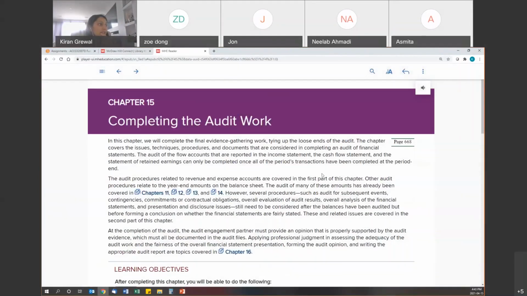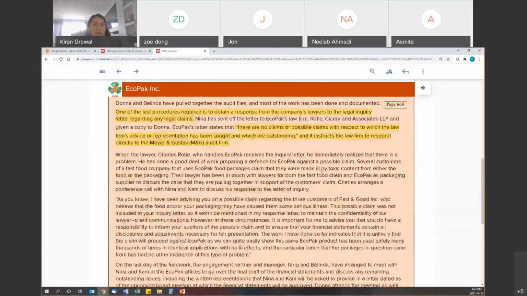Okay, so this was your last EcoPack case. I bet you guys are happy to not have to submit any more EcoPack pre-work cases. All right, so basically they're almost done the audit. One of the last procedures to do is to obtain a response from the company's lawyers to the legal inquiry letter regarding any legal claims.